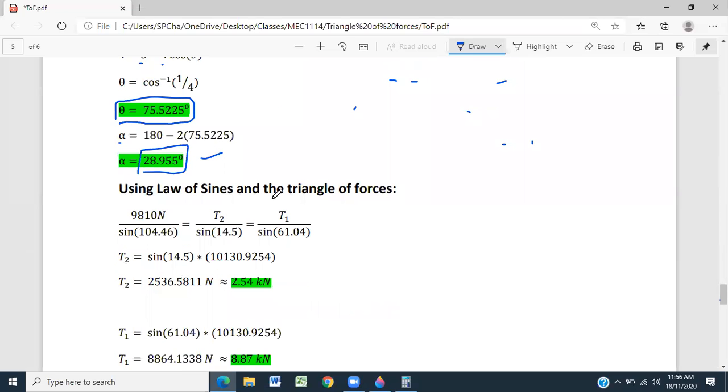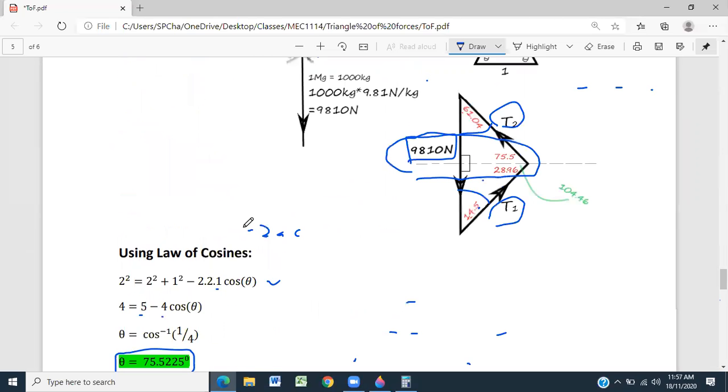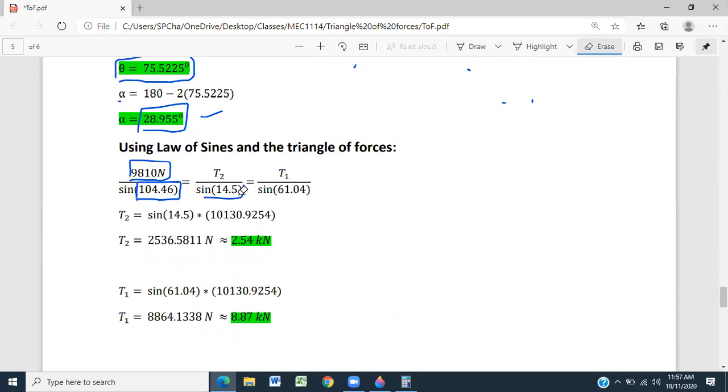So we create our triangle of forces. We know this 9,810 times, and the angle opposite it is 104. That's equal to T2 over sine 14.5. Two here, sine 14.5 here, and T1 sine 61.04. That in here, create our sine equations, and of course solve for T2 and solve T1. So let's just solve T2 real quick.